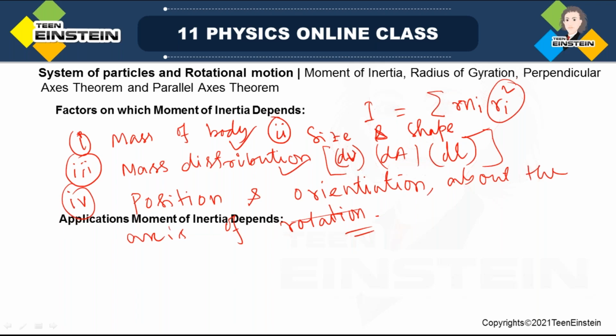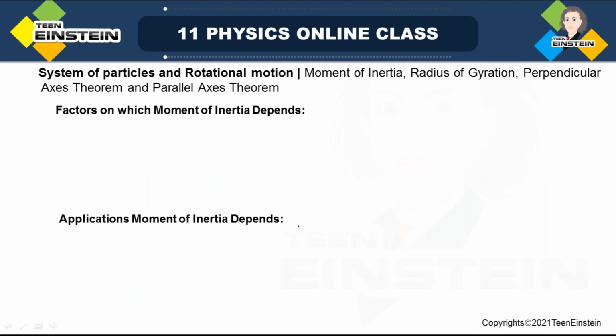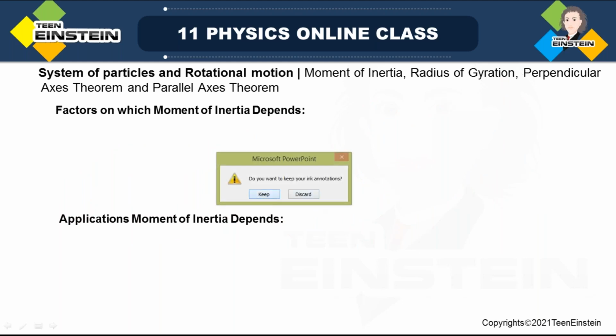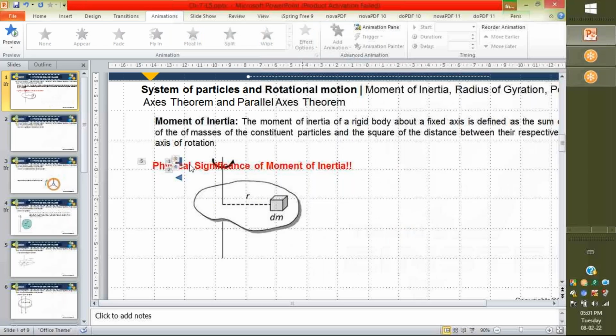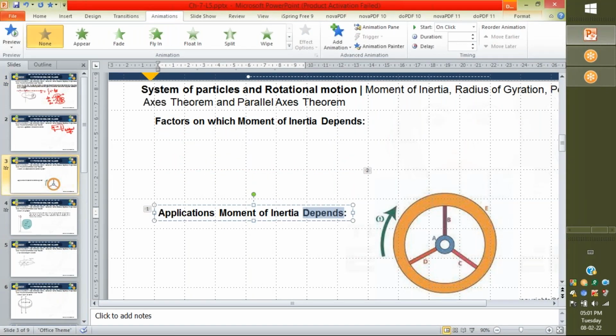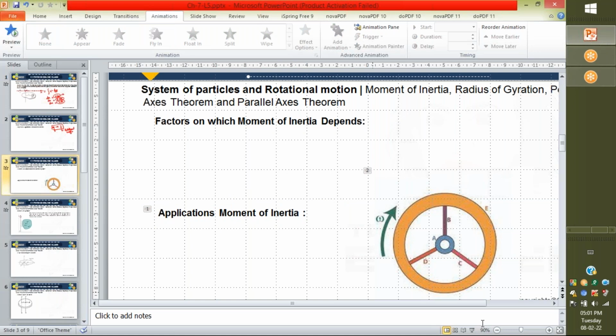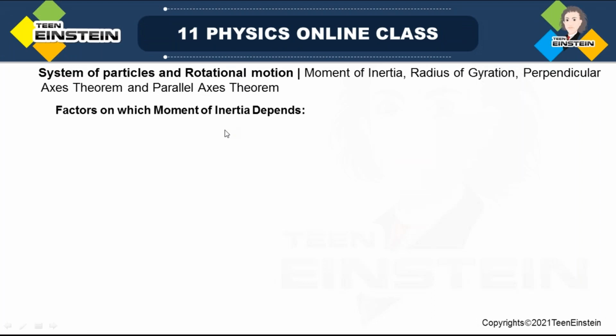Now we'll see the application of this moment of inertia. Just a minute, there is some problem in the typing. Okay, the factors we have learned already. Now the application of moment of inertia.